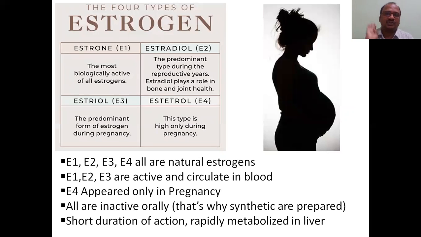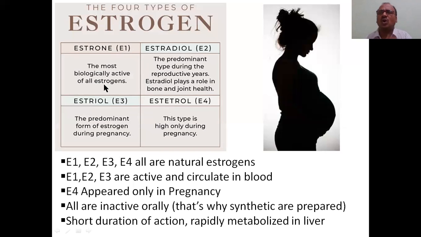There are 4 types of estrogens in the human body, in the female body: estrone, estradiol, estriol, estetrol. The name itself indicates it. Estrone is 1, E1. Estradiol is 2, di means 2. Estriol, tri is 3. Estetrol, E4. Tetra means 4, we know very well.